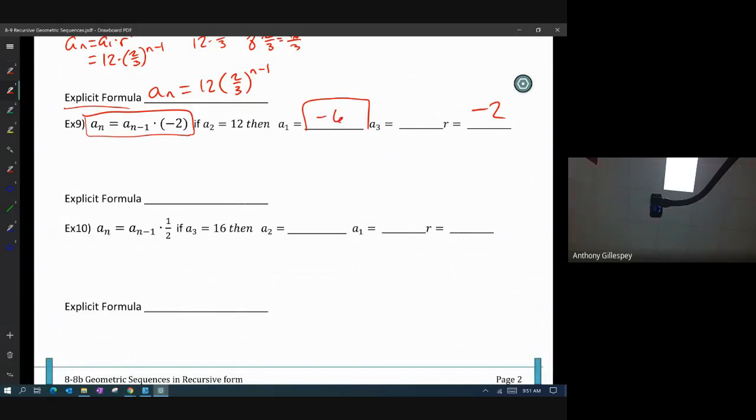How would I find a sub 3? Multiply 12 by -2, so -36. 24 if you're good at math. Don't judge me. Can we write the explicit? Sure. A sub n is equal to a sub 1, which is what? -6 times parentheses -2 to the n minus 1. I'm not going to do example 10. It's the same idea. Did we get this? Are we okay with this? All right.